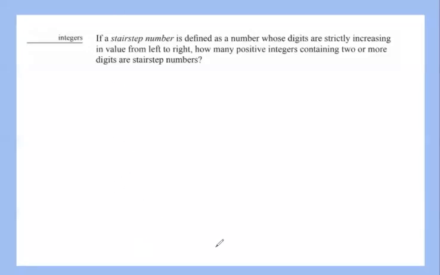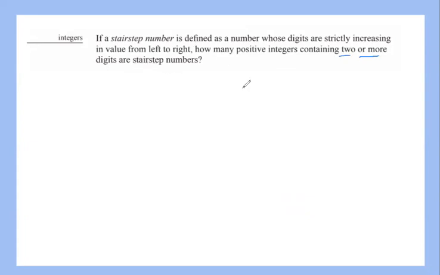So hi guys, we do have a MATHCOUNTS problem now. It says, if a stair-step number is defined as a number whose digits are strictly increasing in value from left to right, how many positive integers containing two or more digits are stair-step numbers?